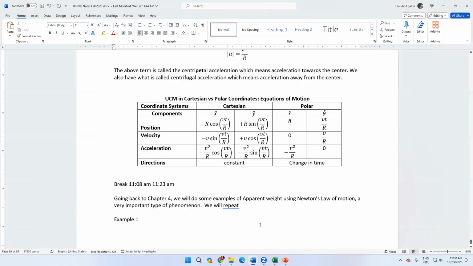Going back to chapter 4, we'll do some examples of apparent weight using Newton's law of motion, a very important type of phenomenon. We will also do examples of apparent weight using circular motion as well, okay? So consider an individual. I'm going to walk you through step by step different types of examples of apparent weight.